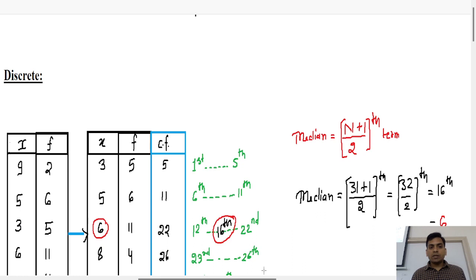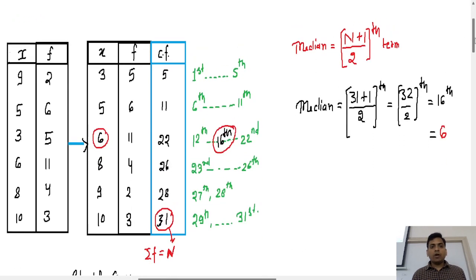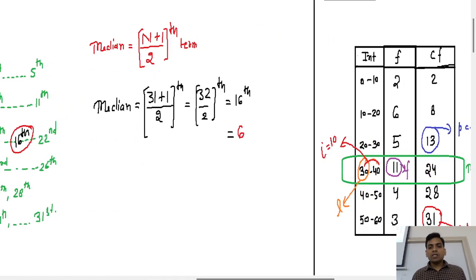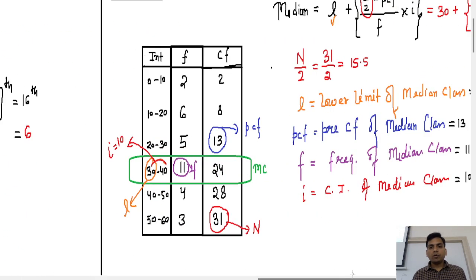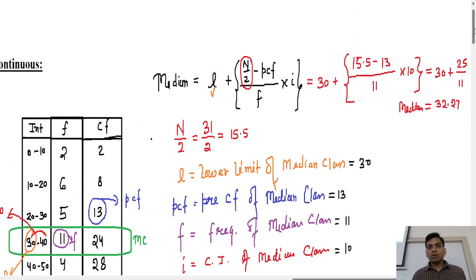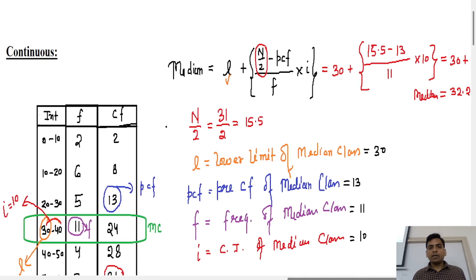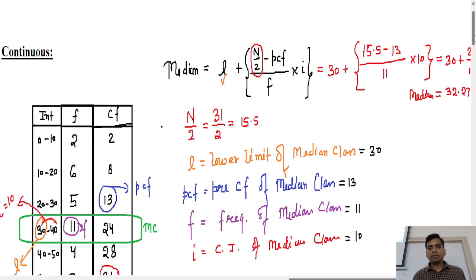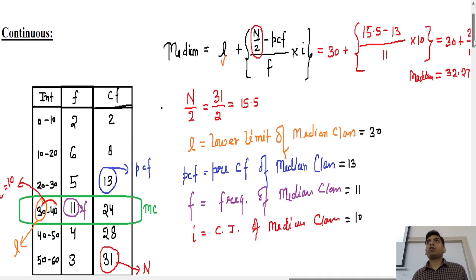And discrete: you have an x column, an f column, and you have this single formula. First task is arrangement, then cumulative frequency, then you will apply a formula. And next is for continuous data. So this is for continuous type of data. This is the median for continuous data. Done? Okay.